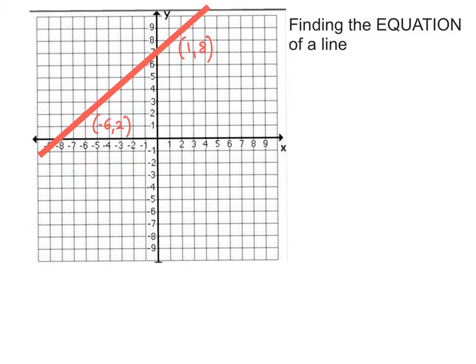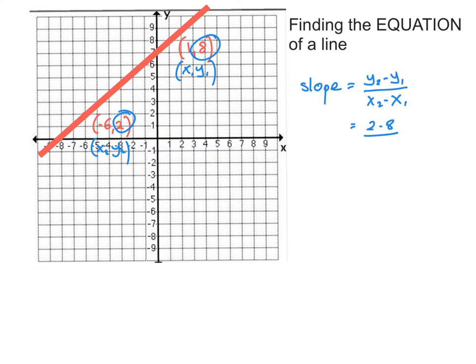So the first thing we're going to do is find the slope. So this is the point x1, y1. Again, it doesn't matter which order you do these, whether they're the other way around. So the slope formula equals y2 minus y1 over x2 minus x1. So we substitute now. y2 minus y1 is 2 minus 8. x2 minus x1 is negative 6 minus 1. So we get negative 6 over negative 7, which is 6 over 7.